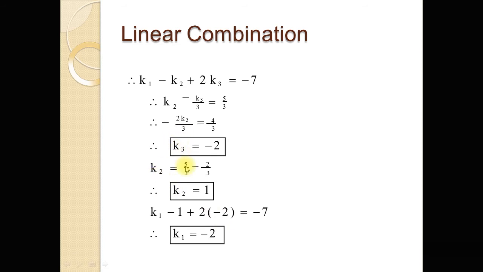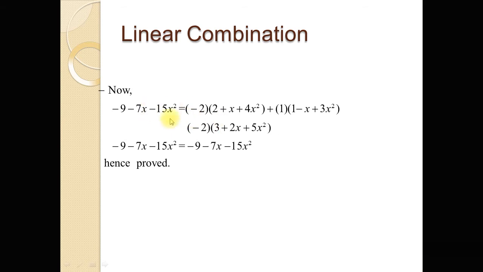Now putting the values of K1, K2 and K3 in the equation, minus 9 minus 7x minus 15x square is equal to K1 into P1 plus K2 into P2 plus K3 into P3, and after simplification, you see over here we obtain minus 9 minus 7x minus 15x square. So the polynomial P is a linear combination of the polynomials P1, P2 and P3.